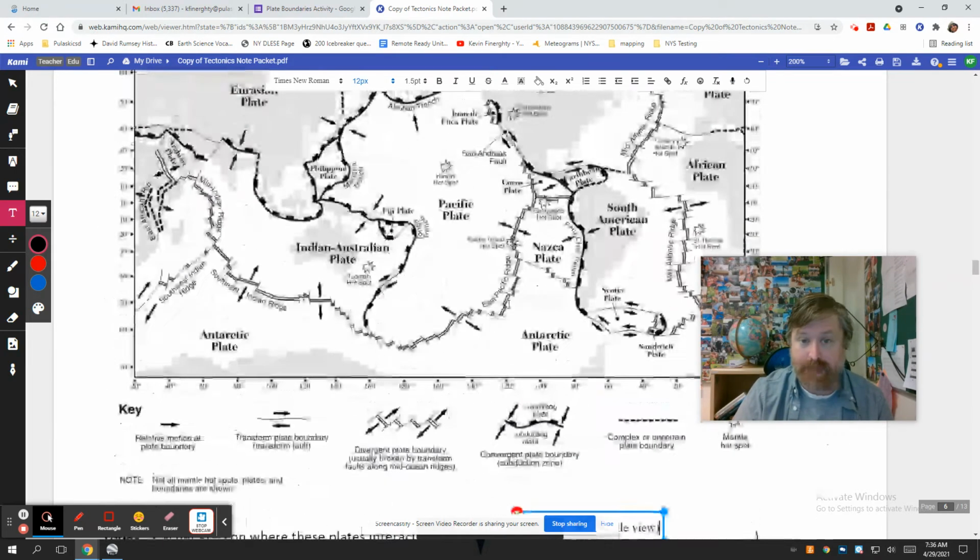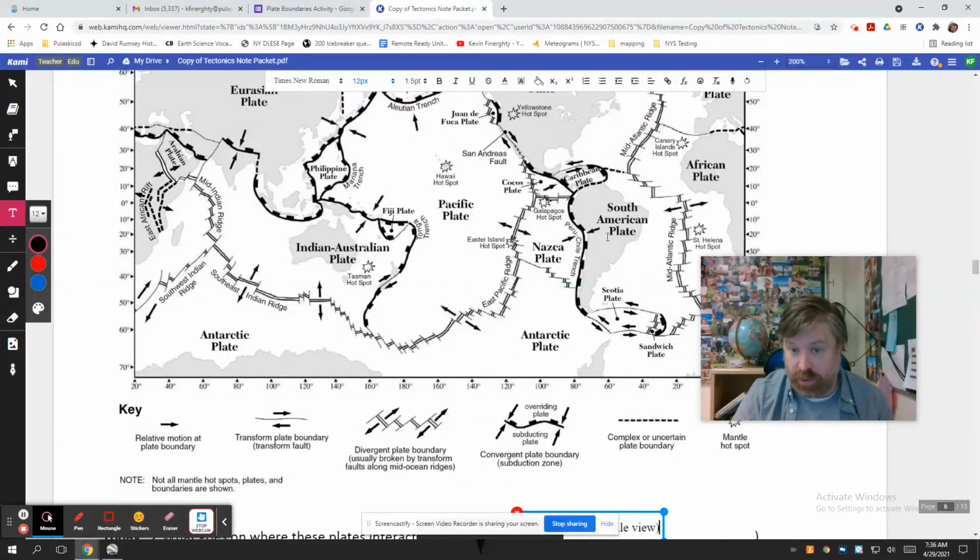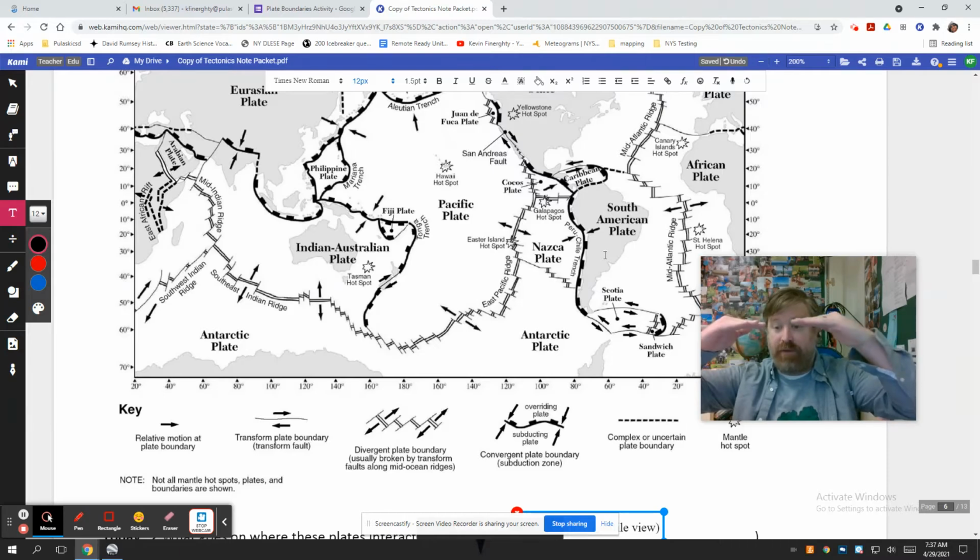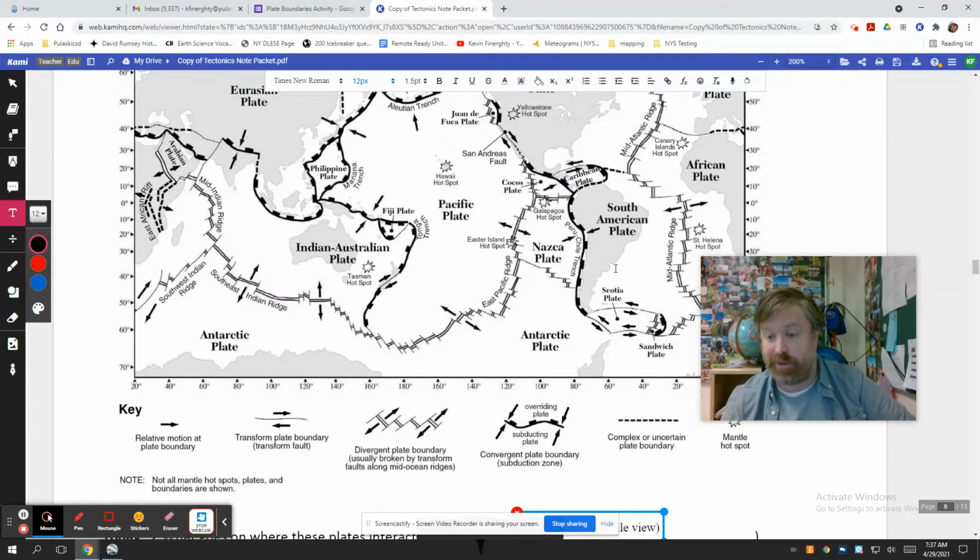Okay. This map is map view. We're going to look at this area specifically, where this Nazca oceanic plate runs into the South American continental plate. But we're looking right now down onto a map in map view. What would happen if I could pick up the map, and really the Earth, and look at it from the side? Say, what happens in side view as these two plates run into each other?